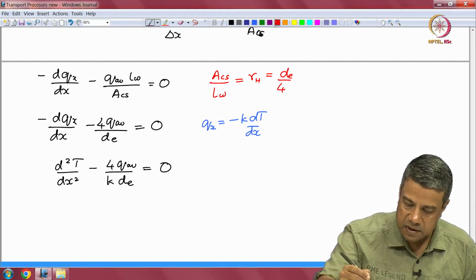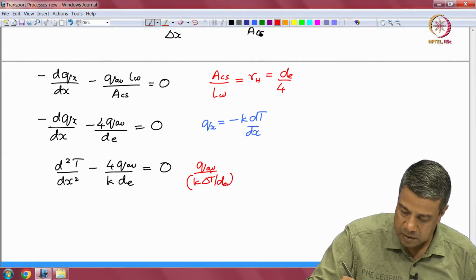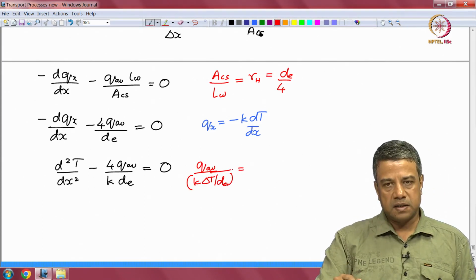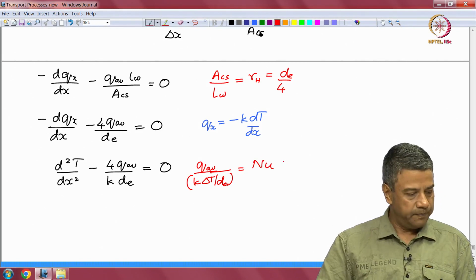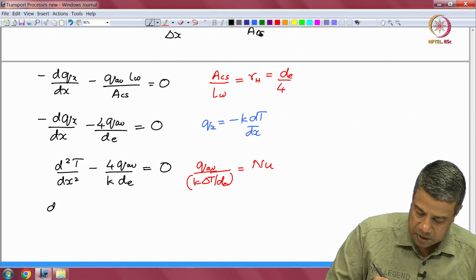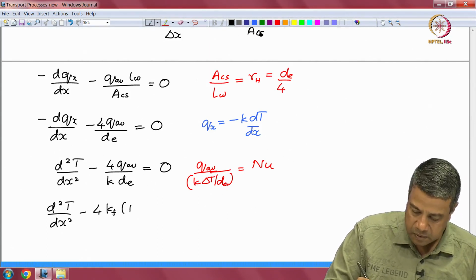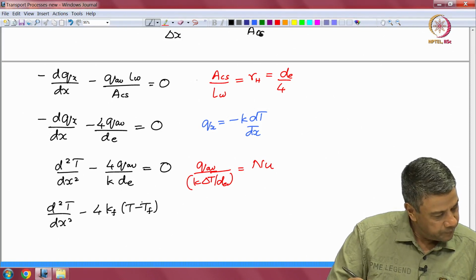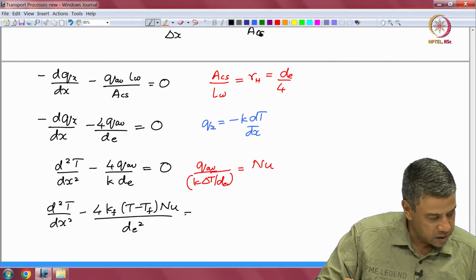Now, for this q average by k delta t by equivalent diameter, the length scale is the equivalent diameter in this case, which is equal to the Nusselt number. So, therefore, substitute that: d square T by dx square minus 4 kf into T minus Tf, Nusselt number by dE square, is equal to 0.